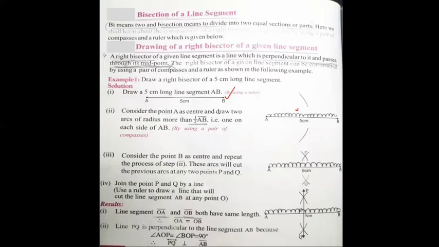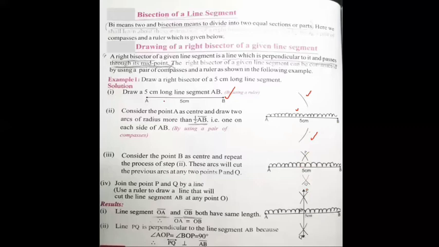First step, take the center A and open the compass more than half of the given line segment AB, and draw two arcs, one up and one down. Dear students, with the same open compass, we will take the center at point B, and in the second step we bisect the previous arcs at the points P and Q.